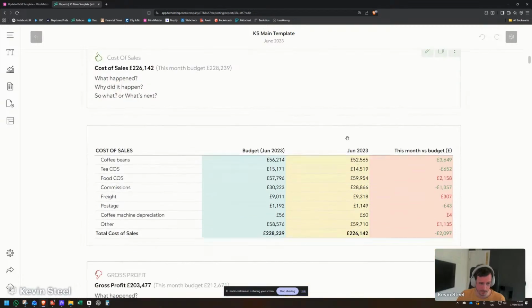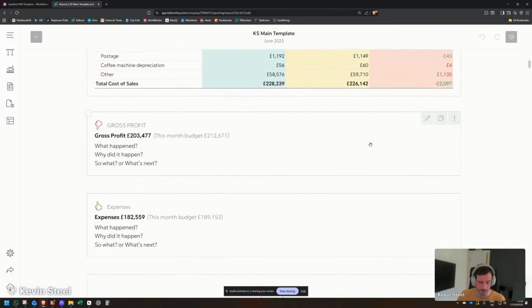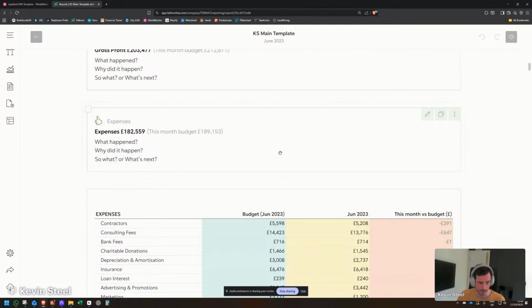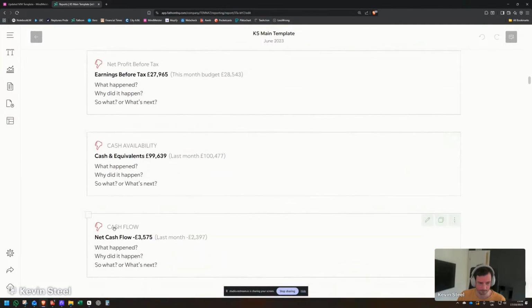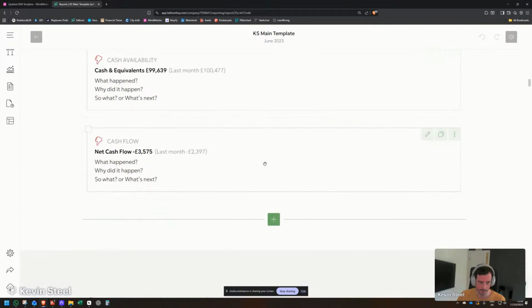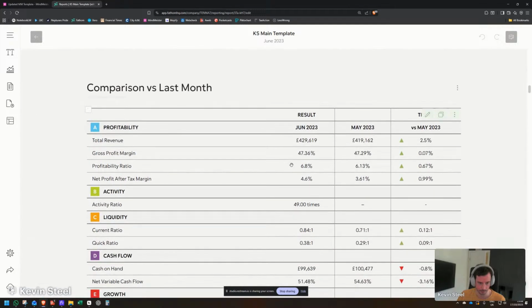So cost of sales, have a look at each line item, have a look at our forecast, have a look at the variances, explain the variances, and use that information to feed back to management to see if we need to update our forecasts in future. Gross profit, same idea. Expenses, same idea. Net profit before tax, cash availability, cash flow. Then I always like to see a comparison versus last month.